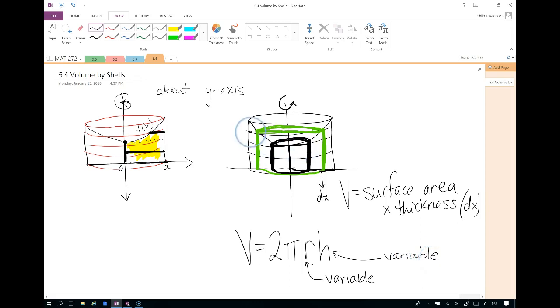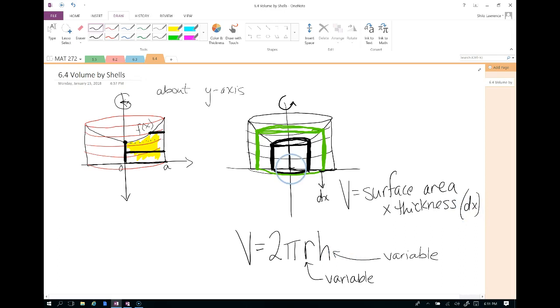And again, these are circular, so we've got the pi in there, but we're not dealing with area of circles, we're dealing more with surface area of cylinders. So that's where the 2 pi comes in, because we're basing this off surface area of a cylinder, and then times the thickness, which is the dx.